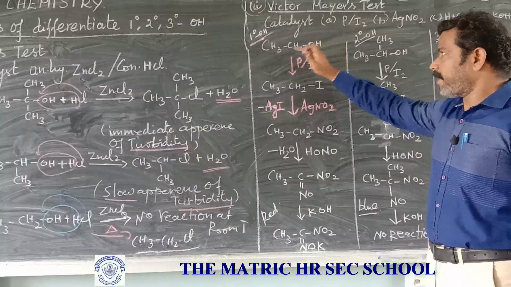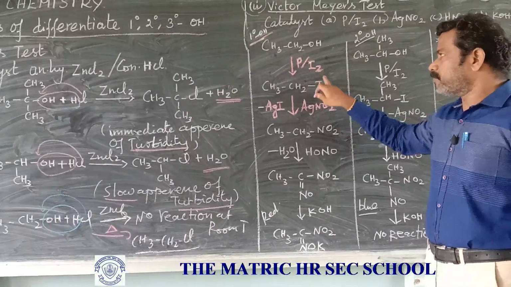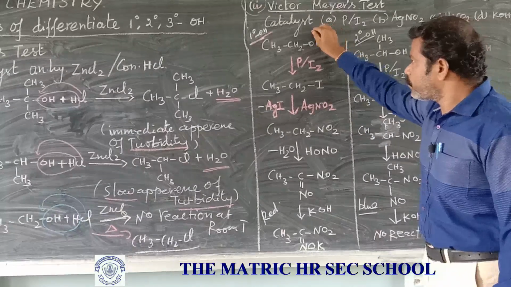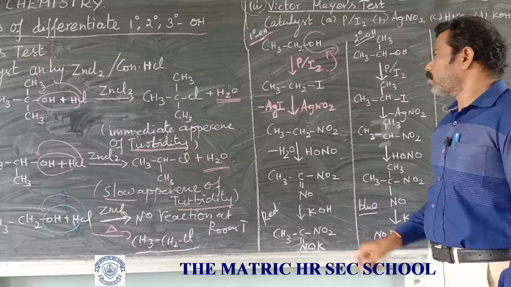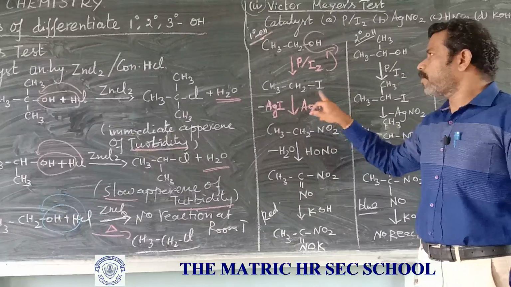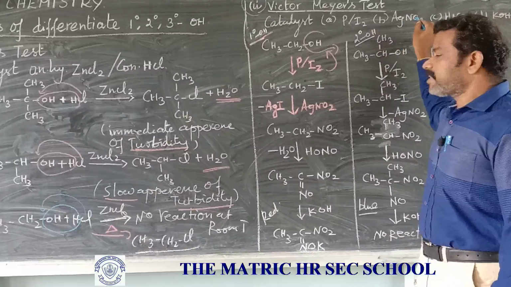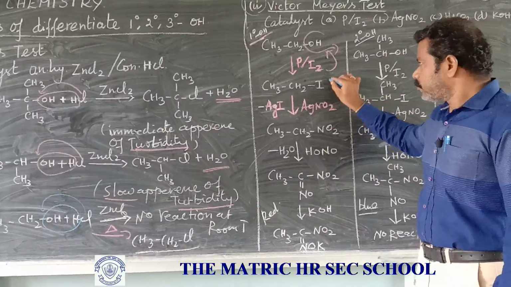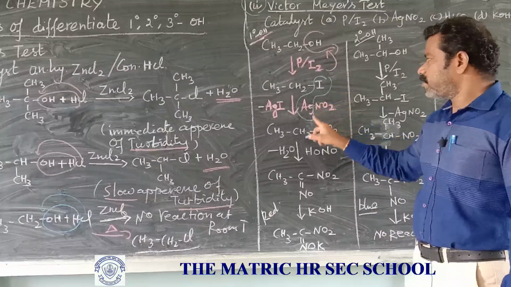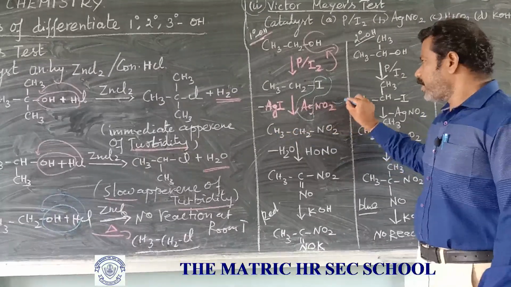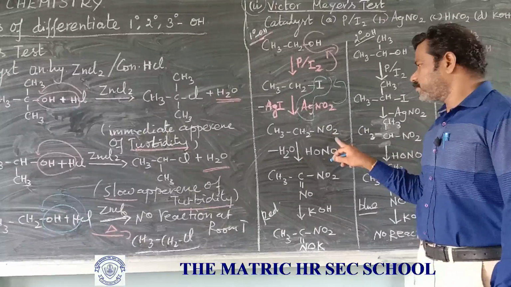First I take the primary alcohol, ethyl alcohol, and add phosphorus and iodine. The hydroxyl group is eliminated and one iodine is substituted at this part, so you get ethyl iodide. Then I add the second reagent, silver nitrate. The iodine and silver react, removing silver iodide, and the nitrate group is substituted on this carbon, so I get ethyl nitrate.